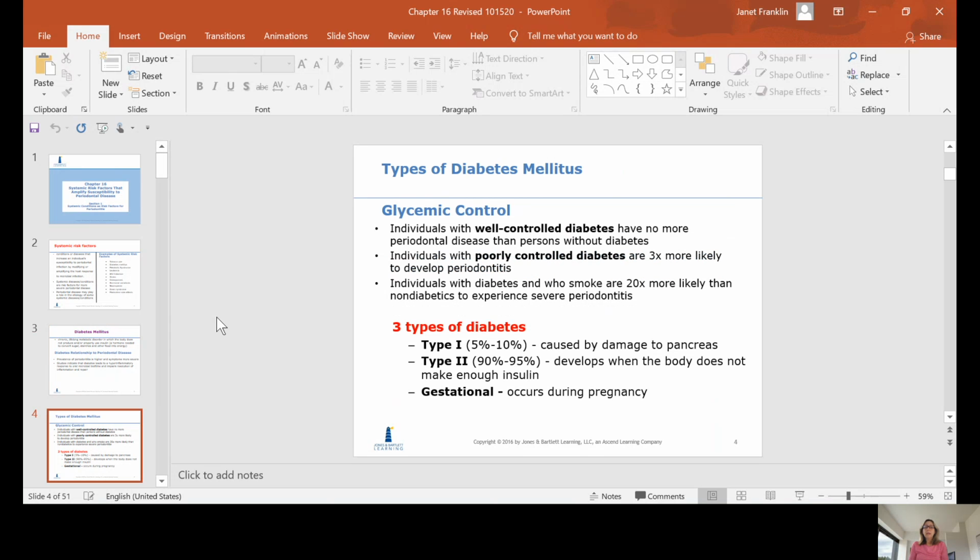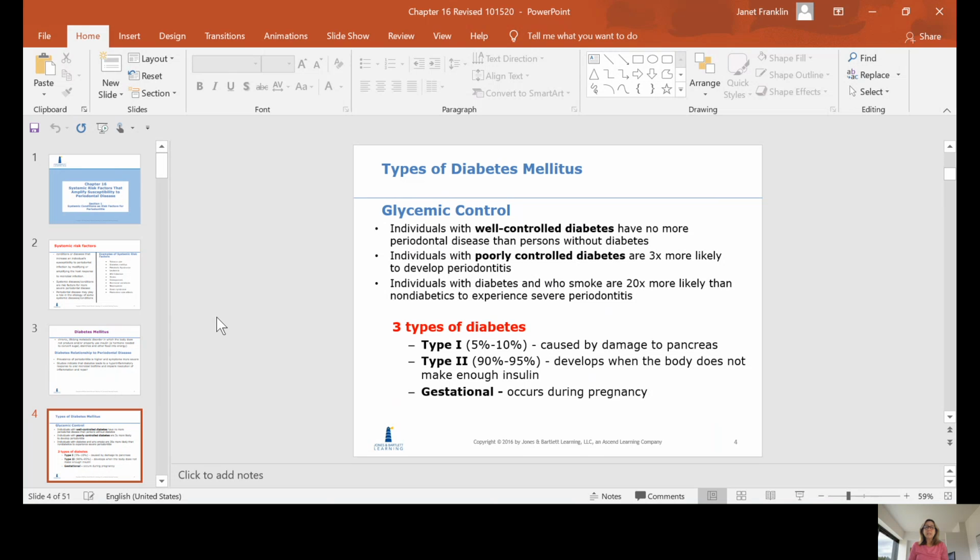Glycemic control is a key factor with diabetes. Individuals with well-controlled diabetes have no more periodontal disease than persons without diabetes, but individuals with poorly controlled diabetes are 3 times more likely to develop periodontitis. And individuals with diabetes who smoke are 20 times more likely than non-diabetics to experience severe periodontitis.